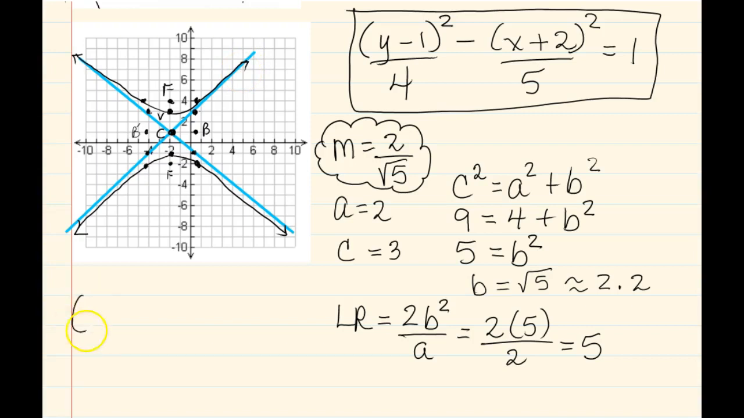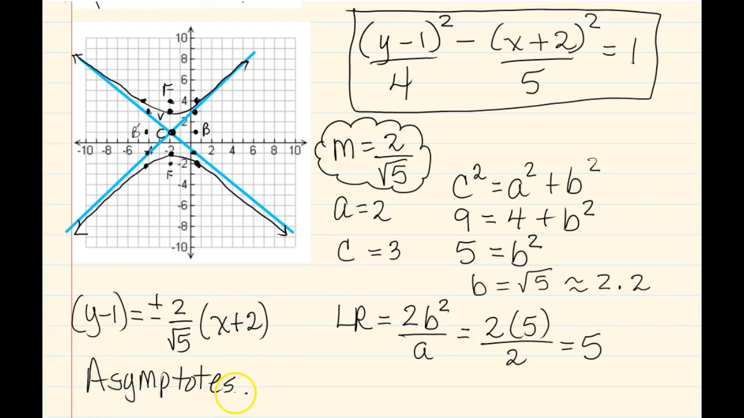For our asymptotes, our equation is going to be y minus 1 is equal to plus or minus 2 over the square root of 5, times (x plus 2). These are the equations of our asymptotes. And that concludes this video.